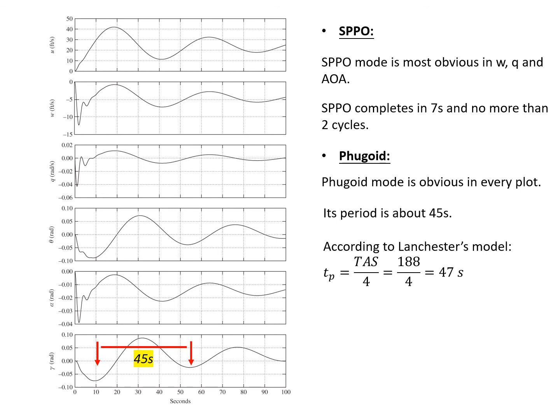If we compare the current result with the Lanchester model, the period can be estimated as a quarter of the true airspeed, written in knots. So the approximation is about 47 seconds, which is very close to 45 seconds. So we've seen the advantage of using this kind of modeling and solution for the differential equations through Laplace transformation. That's for this lecture. Thank you.